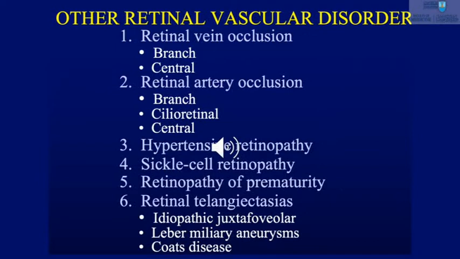To classify the retinal vascular disease which may occur in the retina, we have venous occlusion, arterial occlusion, which is divided into branch, cilioretinal, central, hypertensive retinopathy, sickle cell retinopathy, retinopathy of prematurity, retinal telangiectasia, like idiopathic juxtafoveal or Leber's miliary aneurysms, Coats disease, retinal arterial macroaneurysm, and radiation retinopathy.